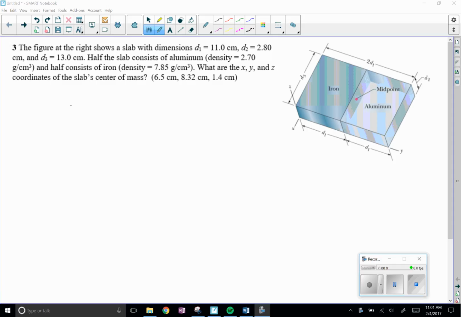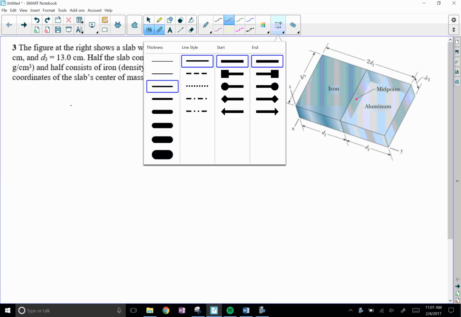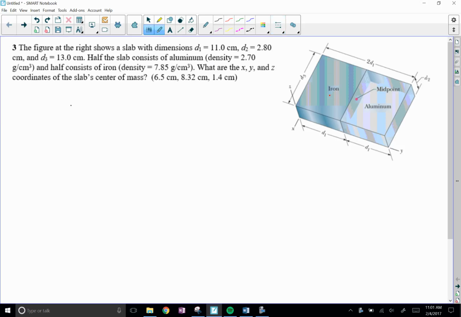All right, here we go. This is problem number 3 from chapter 9 of the Halliday and Resnick textbook. We're trying to find the center of mass of this shape here. Before we get too far on it, let's point out that half of it's iron, and we're given the density of the iron, and the other half of it's aluminum, and we're given the density of the aluminum.